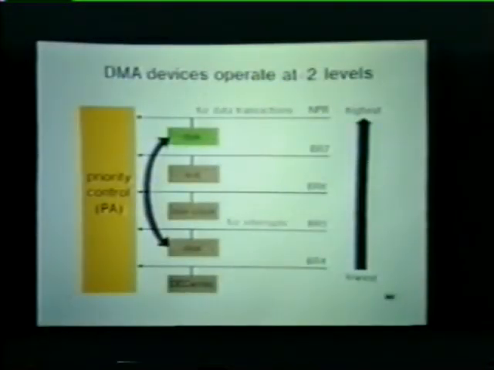Notice that DMA devices, such as the disk, are assigned to 2 levels. The NPR level is used by the disk to perform data transactions without processor intervention. The disk also has a BR level assigned so that it can interrupt the processor in the event it needs to be serviced.